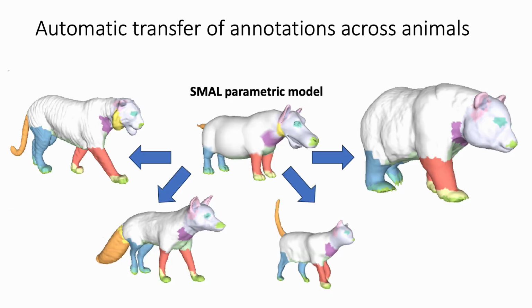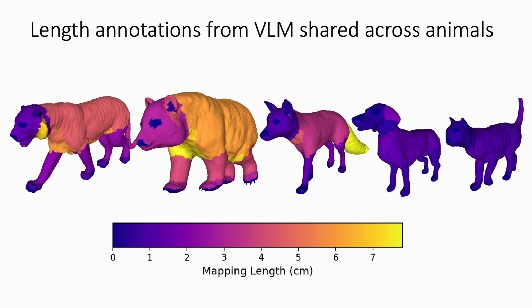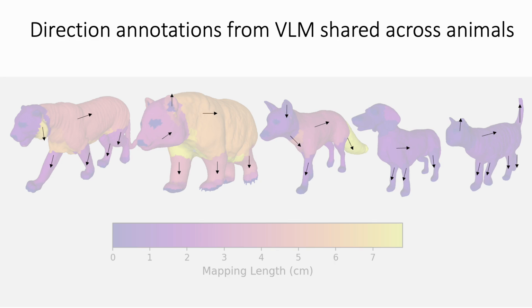For this step, we fit the parametric Small model to each animal, providing a shared topology and enabling the automatic transfer of part annotations. Here you can see the annotations for length predictions obtained from ChatGPT, and approximate part-specific directions to eliminate the ambiguity of Gabor filters.